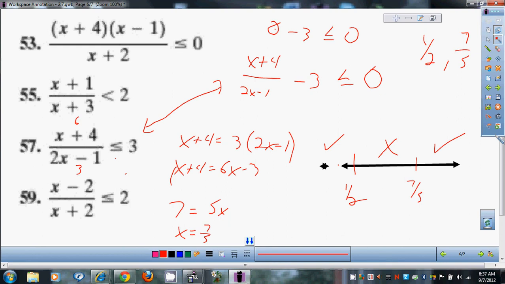Only thing that makes that thing trickier is finding this part, which you're best off doing just by setting that to an equal sign and solving for x. Multiply it over, and then you do your algebra.